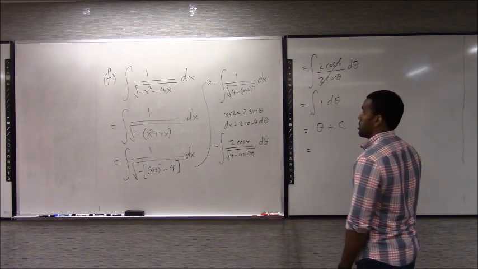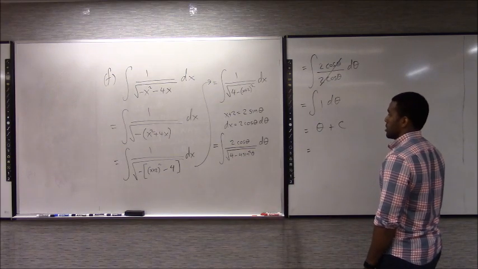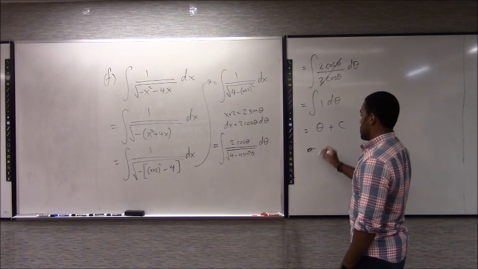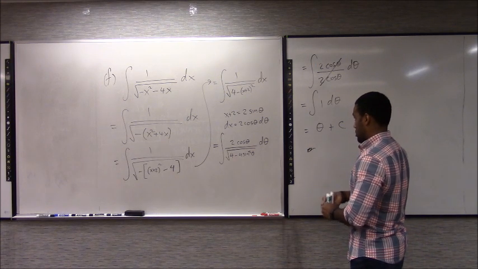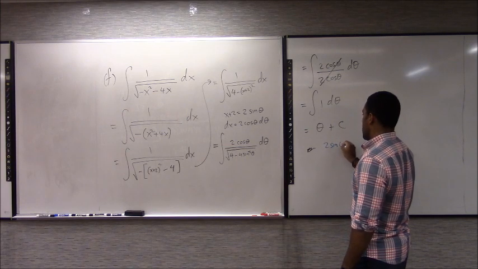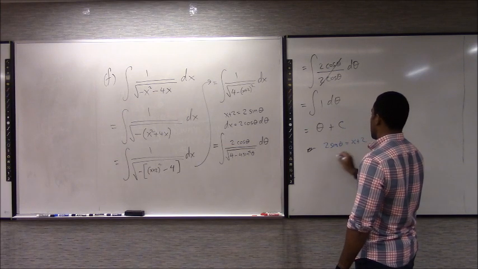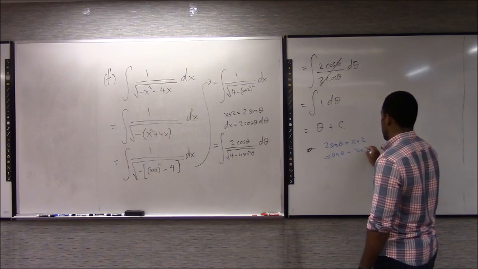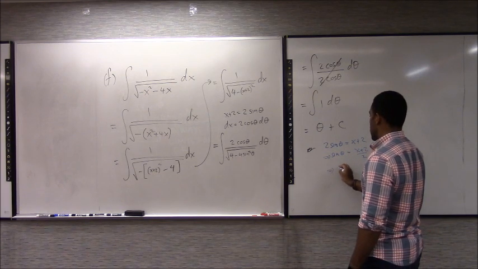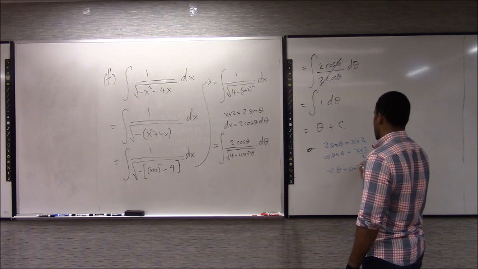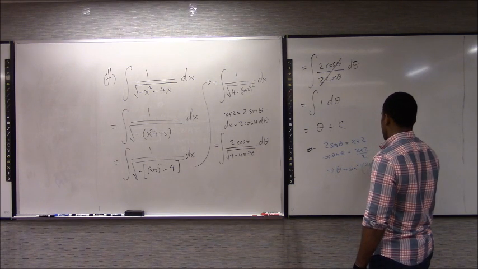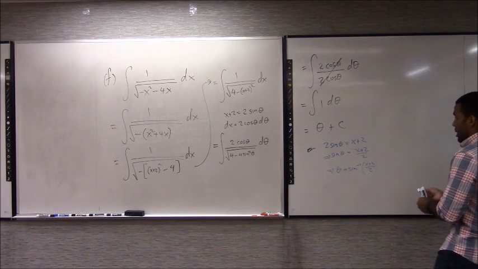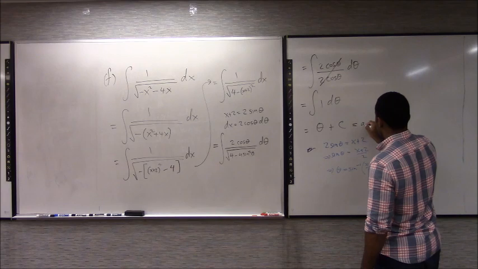And what's theta here? We know that 2 sine theta is equal to x plus 2. This means that sine theta is equal to x plus 2 over 2. This means that theta is equal to the sine inverse of x plus 2 over 2. And so this guy simplifies to arc sine.